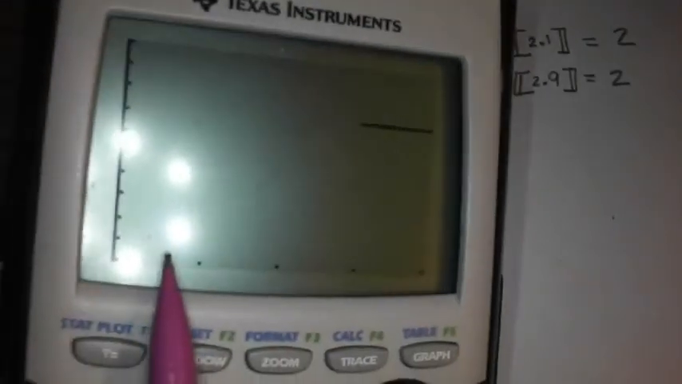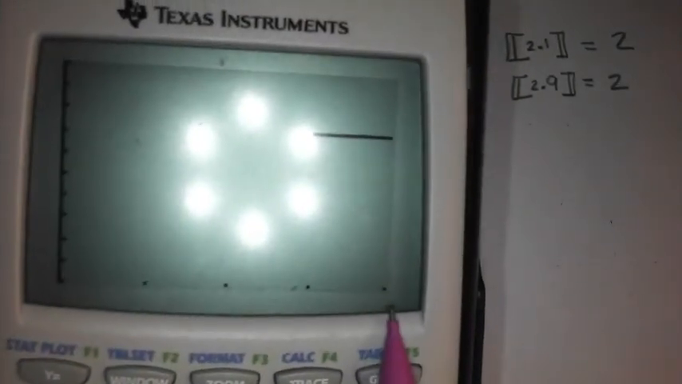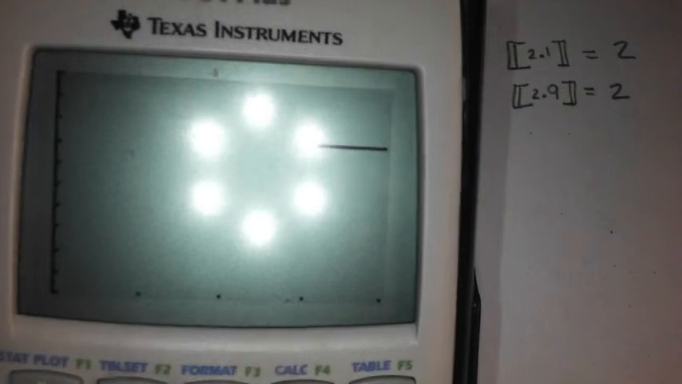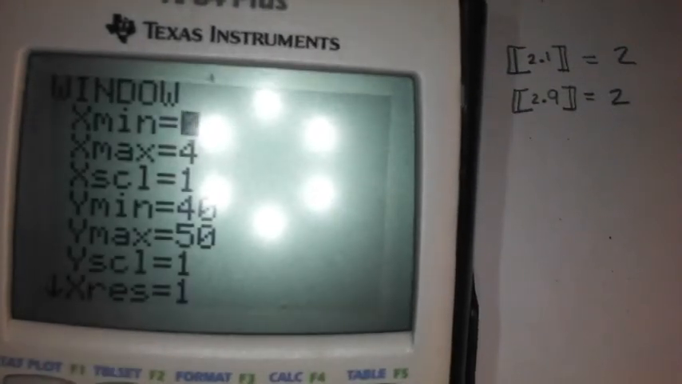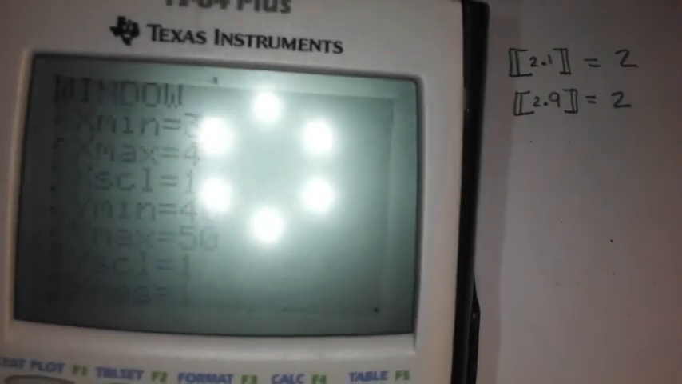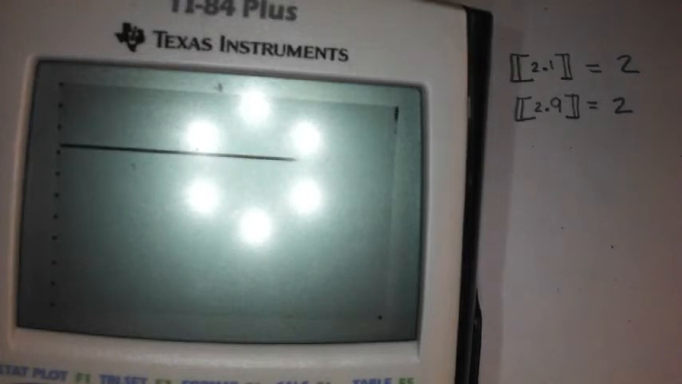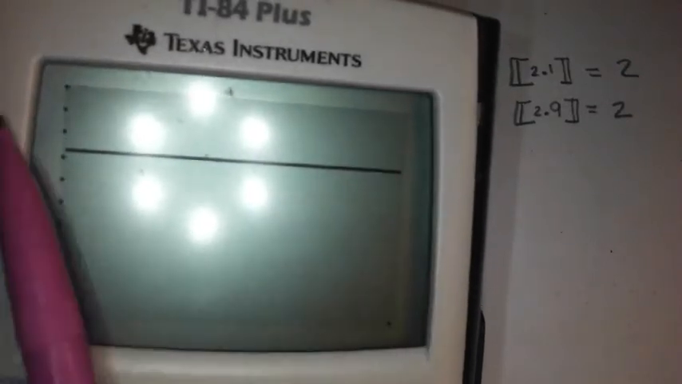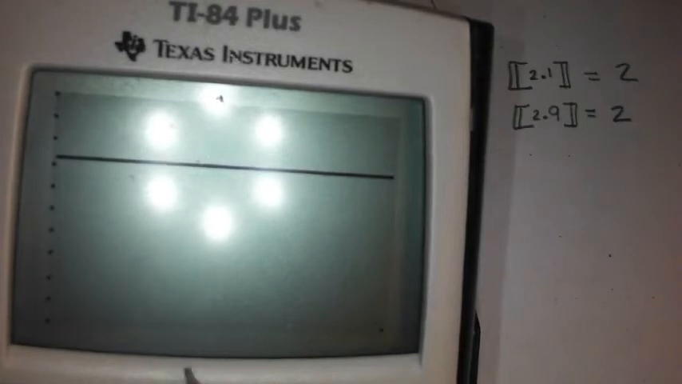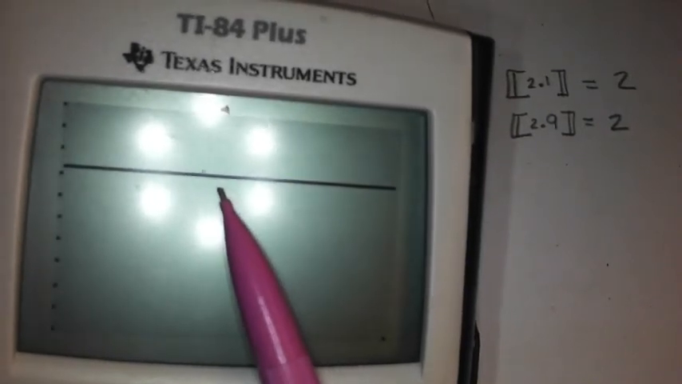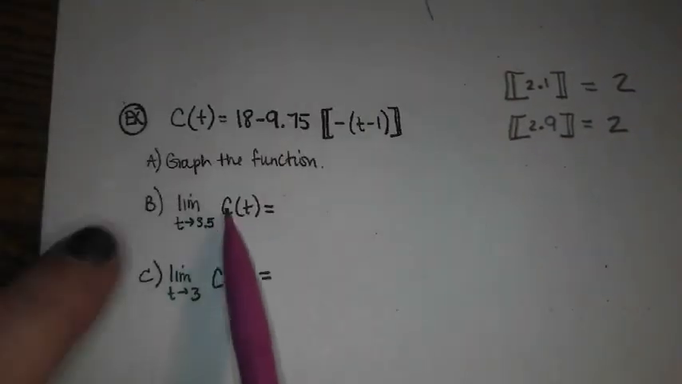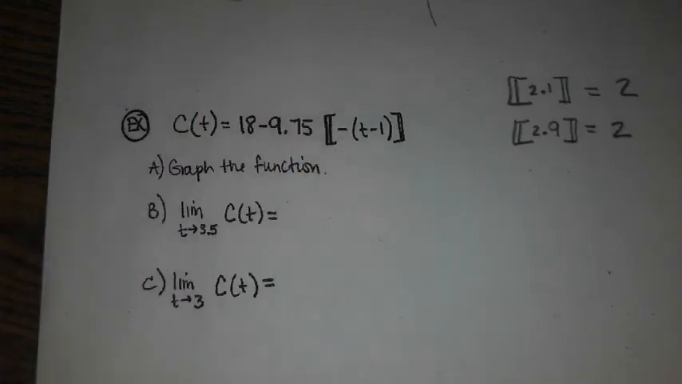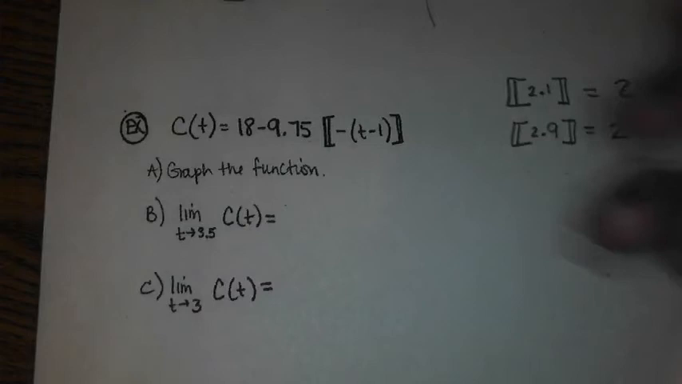Here's 3 to 4. What did I do, 3 to 4? Oh, I did 0 to 4. Let me do 3 to 4. Oh. So from 3 to 4, it's the same step the entire time. And at 3.5, there's no hole there. You could just plug in 3.5 and you would get that answer of 47.25.